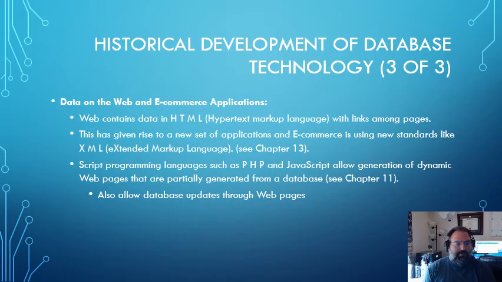And then the database on the web and e-commerce applications. The web contains data typically in HTML or XHTML with links amongst the pages. This has given rise to a new set of applications with standards like XML, which will be covered in Chapter 13. Script programming such as PHP, JavaScript, Node.js, Angular, and lots of emerging ones allows for the generation of dynamic web pages that are partially generated from a database, or maybe they're getting their data from the database in an asynchronous fashion.